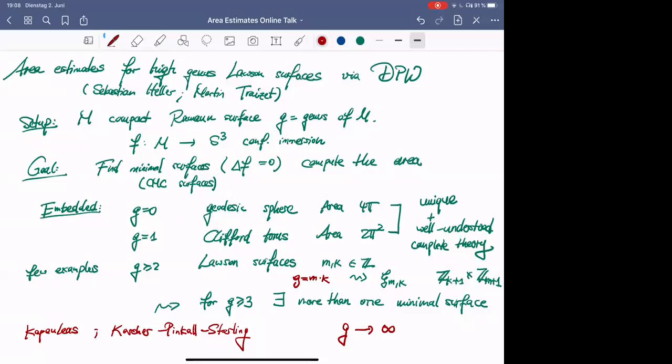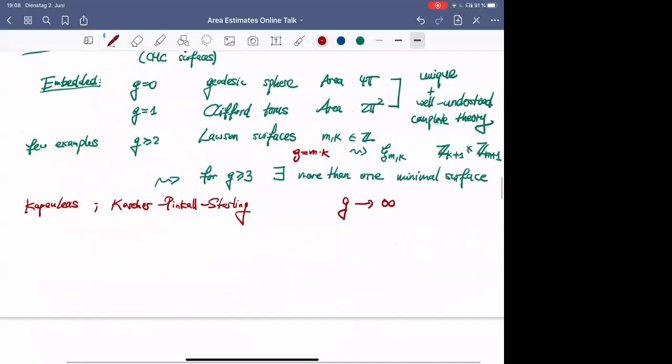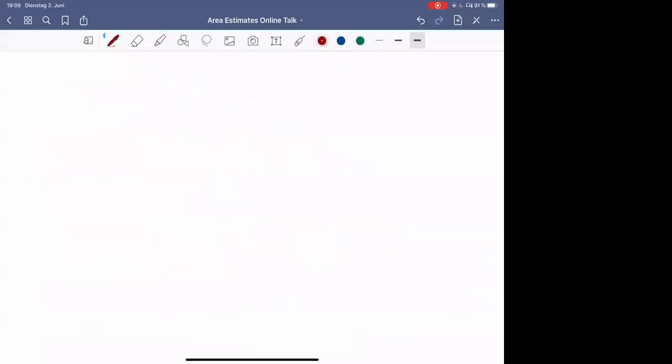So we want to discuss the relationship, what happens for g goes to infinity for that, and then of course determine somehow the geometry of the surfaces. Okay, for that we need to draw the picture of how the Lawson surfaces look like. So let me try this slowly.